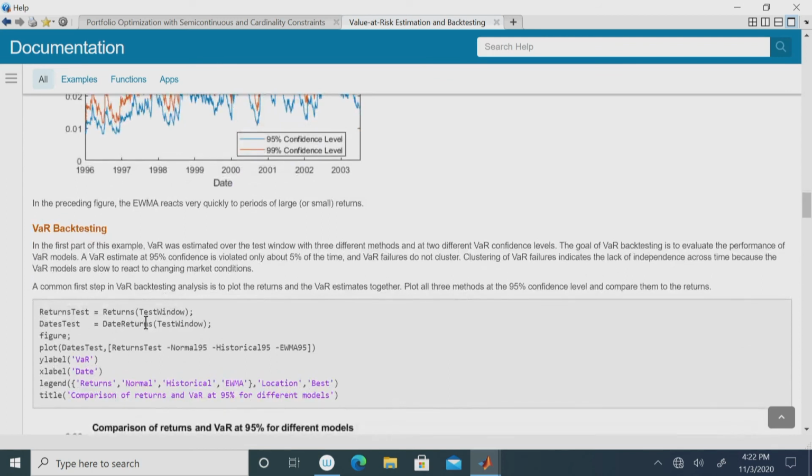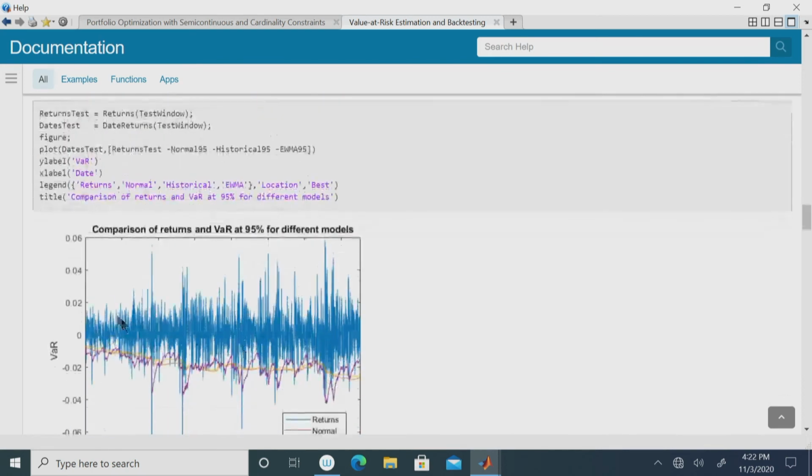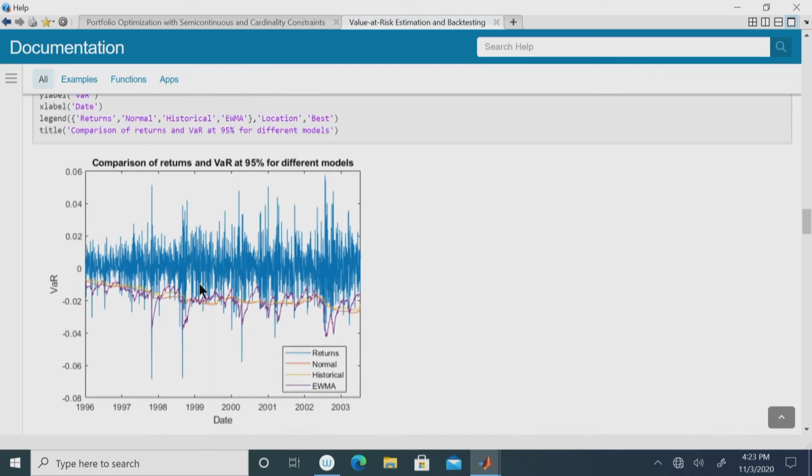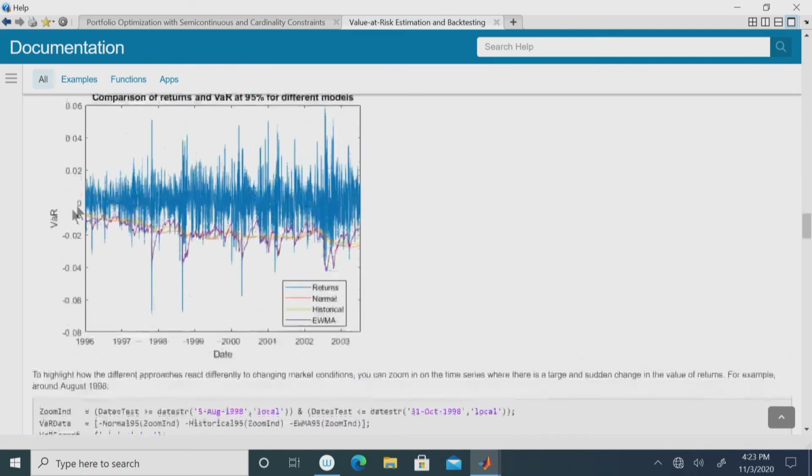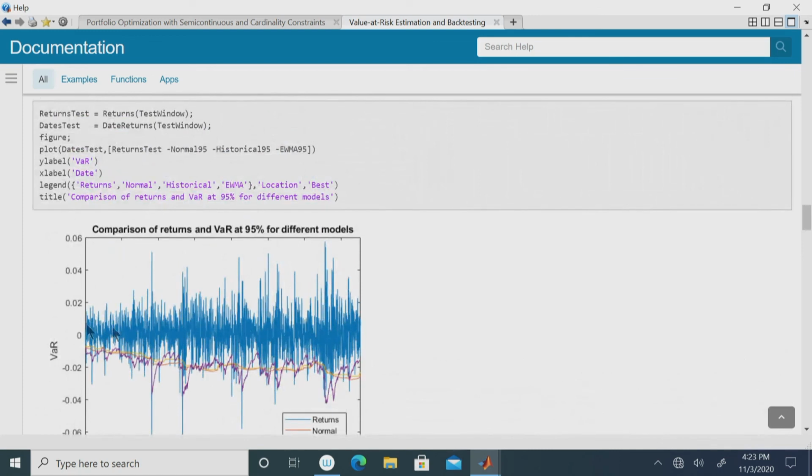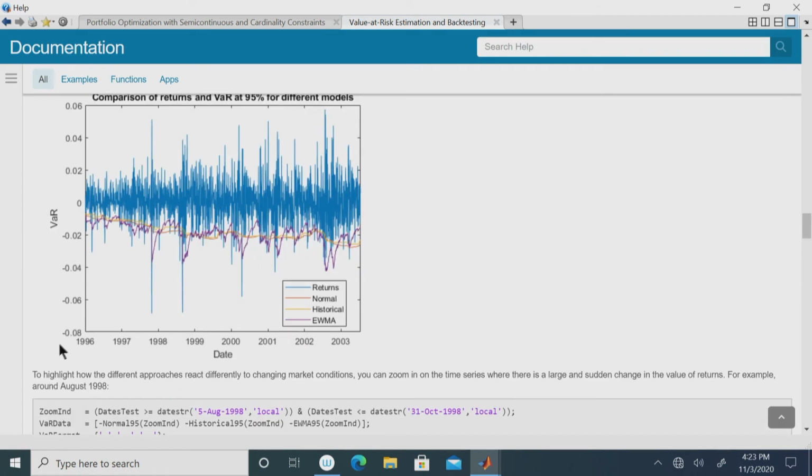So, what you do here is the following. A common first backtesting analysis is to plot the returns and the VAR estimate together. So, you plot the VAR estimate, and at the same time you plot the returns. An example of this is a comparison of returns and the VAR at 95% using the various different models. Now, this looks very spiky and volatile, but you will get better clarity if you zoom into this.